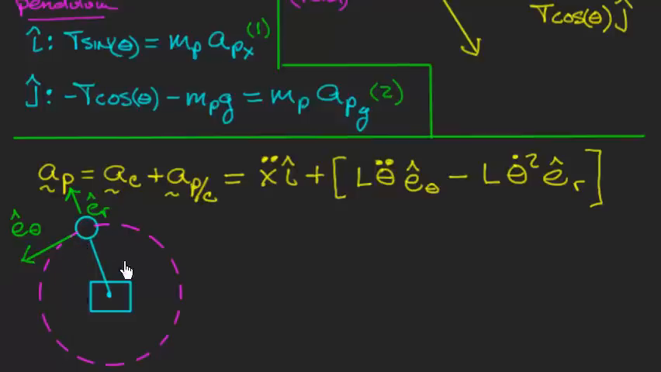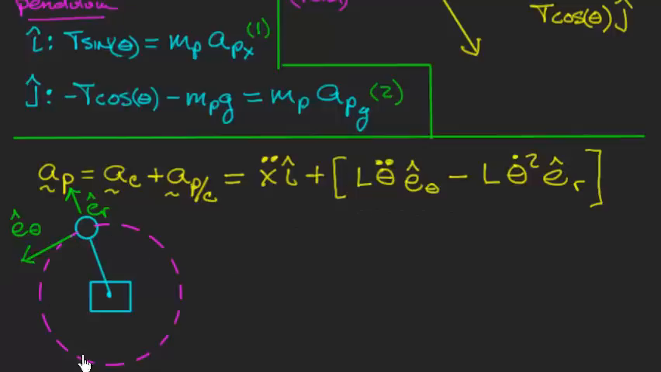That direction is always turning inwards, and I get an acceleration inwards towards the center, hence the word centripetal. So that's my acceleration, right? The acceleration of the pendulum is equal to the acceleration of the cart, that's this piece right here, plus the acceleration of the pendulum relative to the cart. So that's these pieces right here in the square brackets, right?